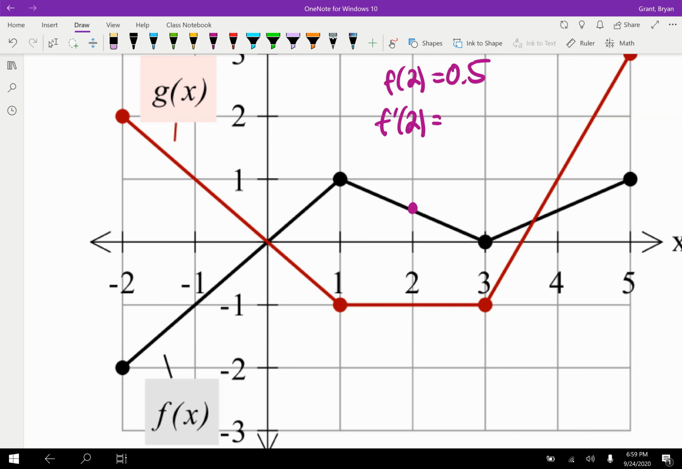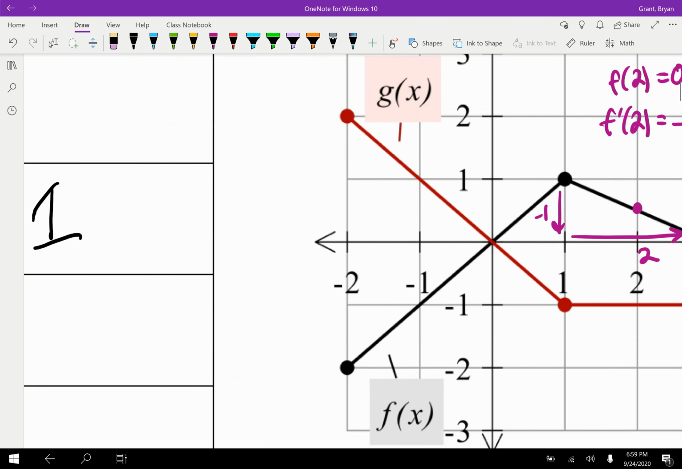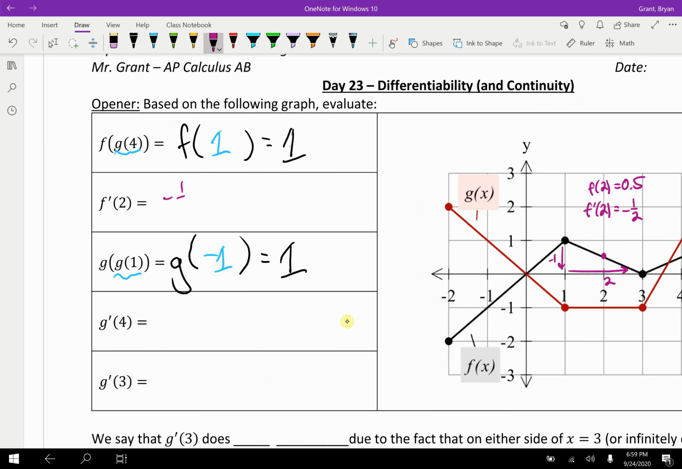A line has a consistent slope, right? That's why an equation 4x minus 3 has a slope of 4, because everywhere on the line it has a steepness of 4. So, if you want to know the steepness or the slope or the derivative at this point, let's just find the slope of this line. And you could do, of course, your y2 minus y1 sort of thing, but why not just count? We have a graph here. Rise is down 1, run is over 2. I think my slope is -1/2. Easy enough. So f prime of 2 is -1/2.